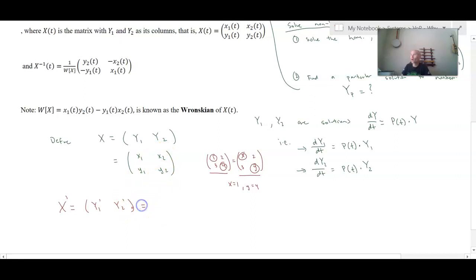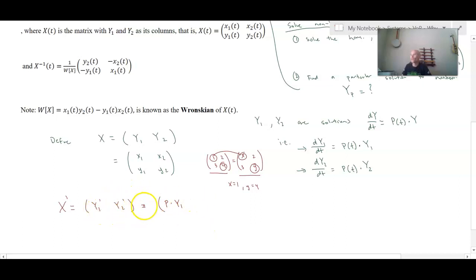And what do I know about y1 prime? Well, y1 prime is the same thing as dy1 dt. So I know that that's equal to p times y1, right? So as I set up here, if two matrices are equal, their corresponding components must be equal.